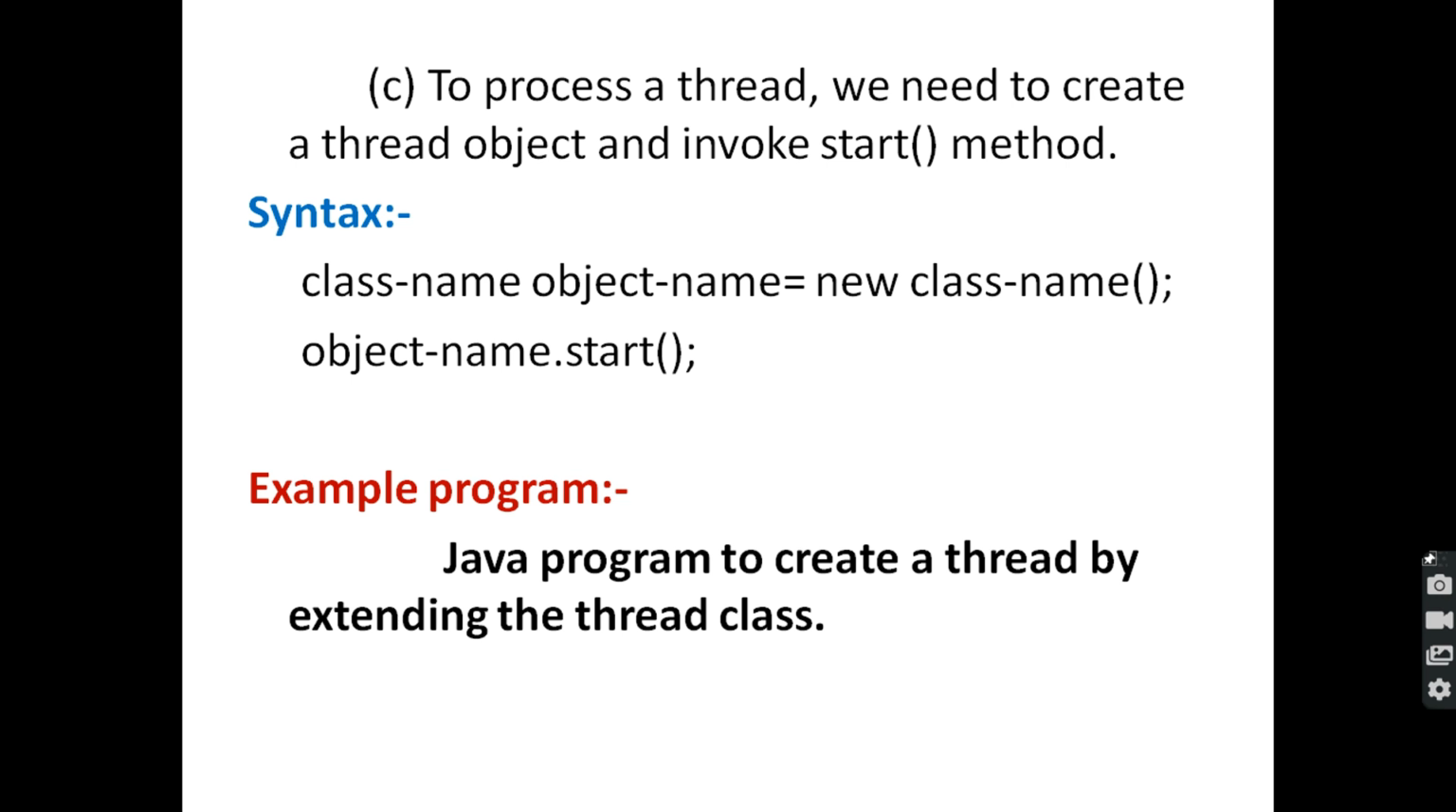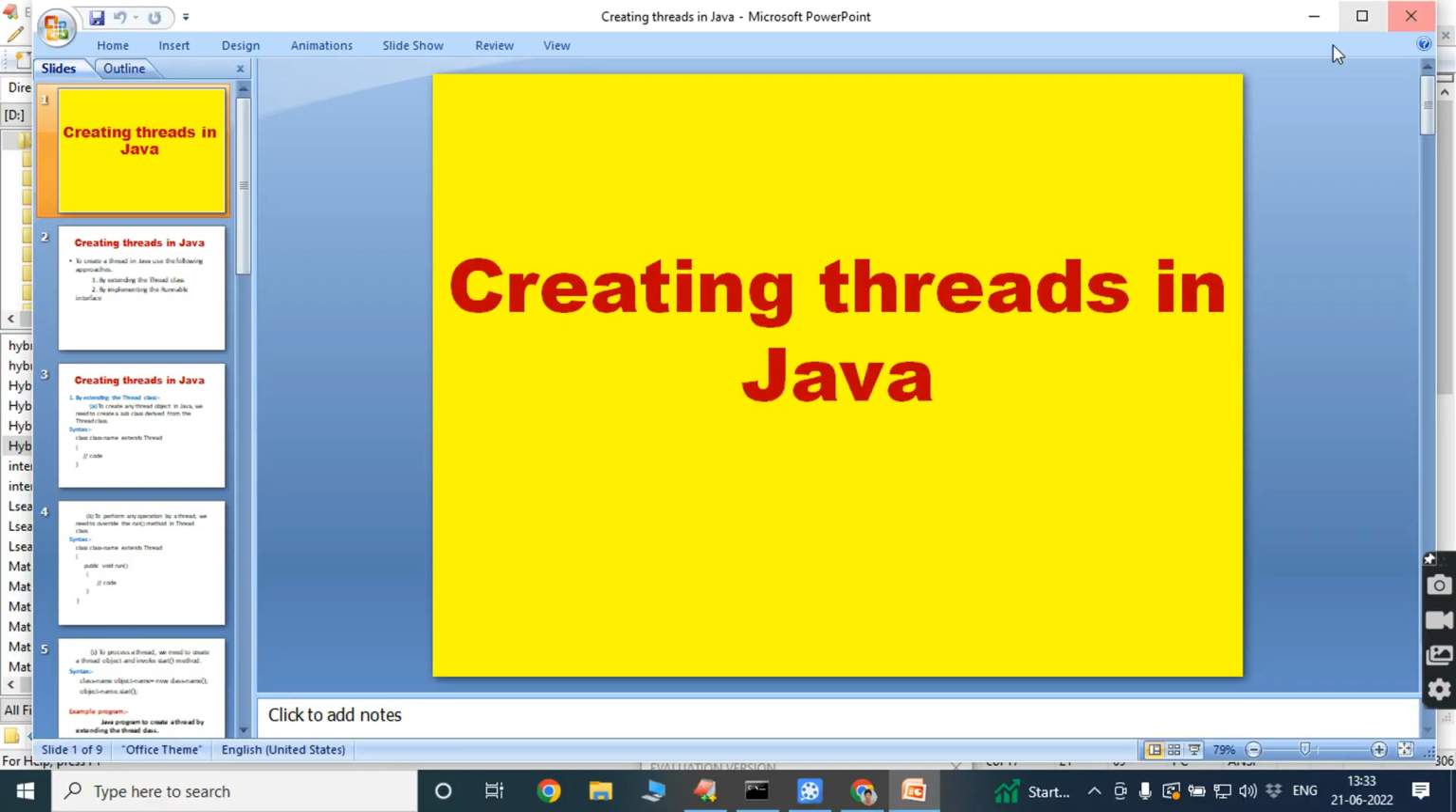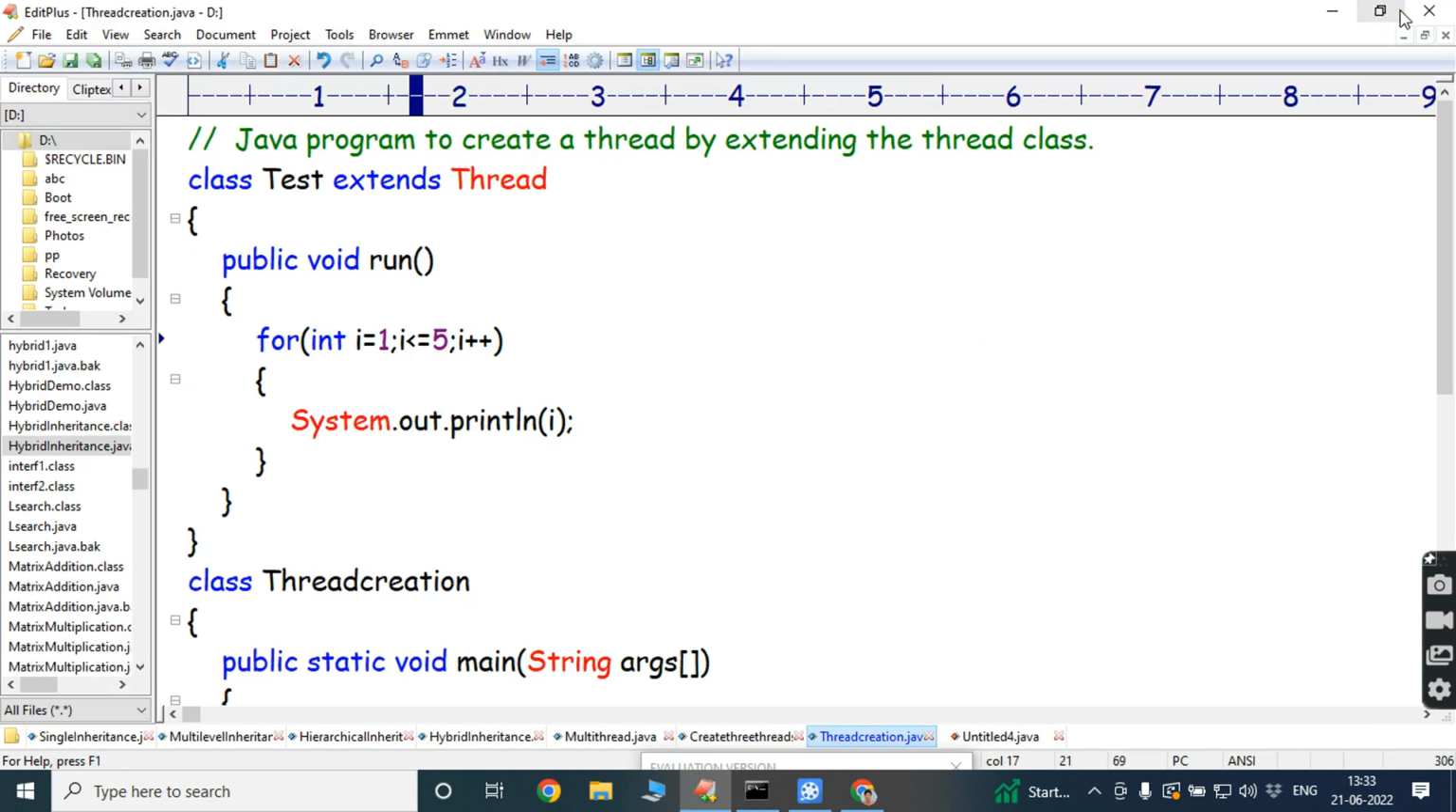Next, the second method is implementing the Runnable interface for creating threads.